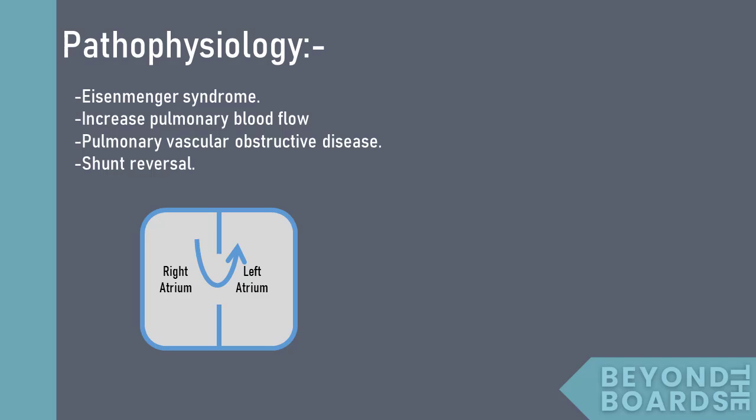In larger ASDs, this can cause an excessive amount of blood to flow through the lungs, which, if prolonged, can lead to thickening and constriction in the pulmonary blood vessels, which may be irreversible. This raises the pulmonary vascular resistance, which raises the pressure within the right side of the heart, so much so to the point where it becomes higher than the pressure in the left side of the heart. So this leads to reversal of the shunt from the right atrium towards the left atrium, and blood will start flowing in the opposite direction, and this is called Eisenmenger syndrome.